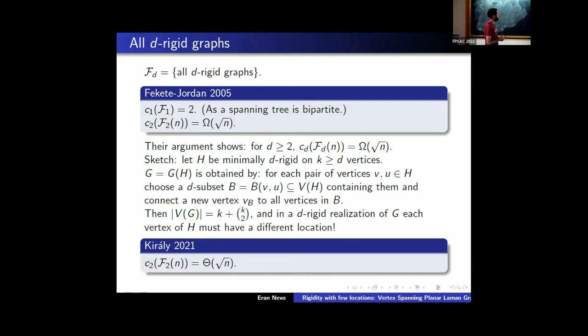And they show that C_2 of F_2 of n grows at least as root of n. And actually, the argument shows it's for any D at least 2. But for sake of time, let me skip the proof that is mentioned here. And Király showed recently that the right order of magnitude of C_2 of F_2n is indeed root n.